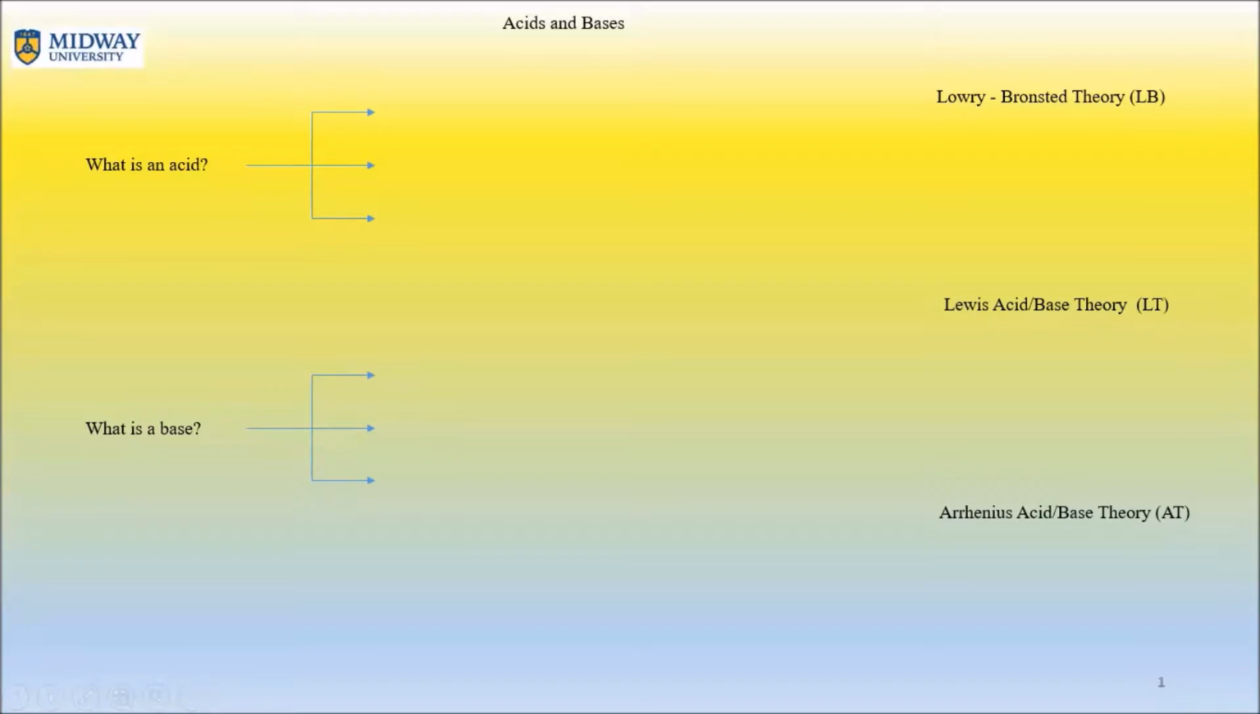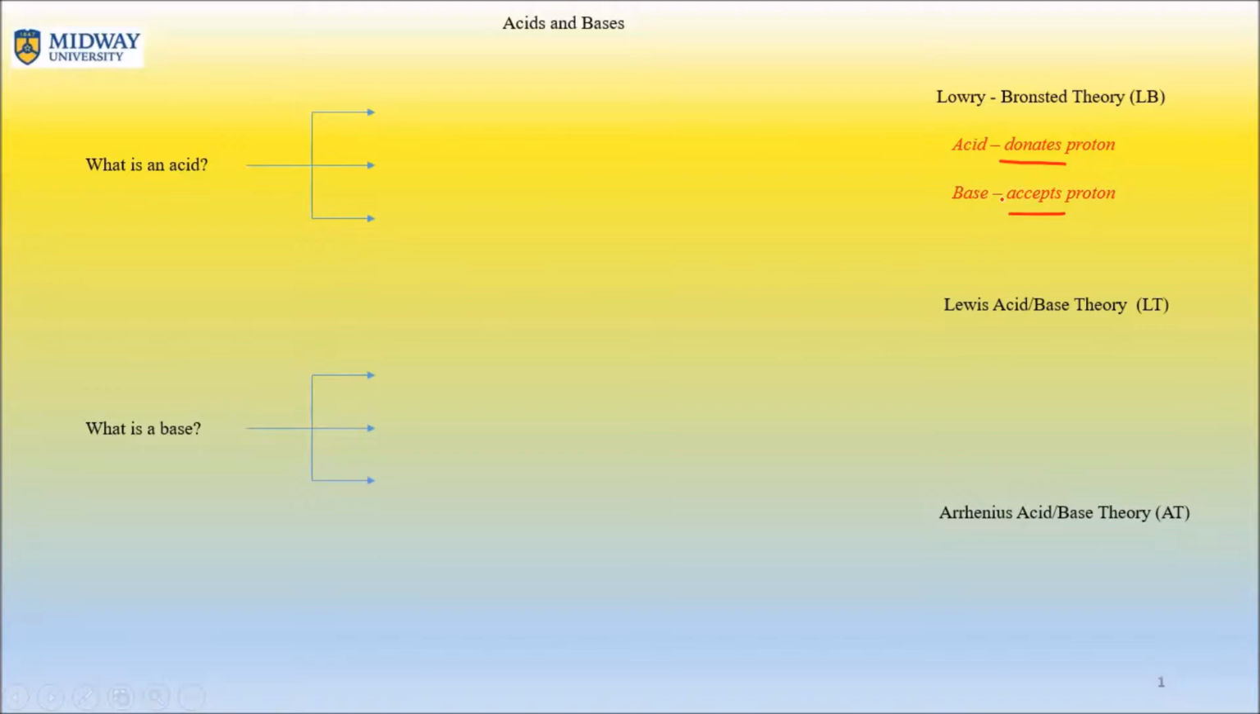So what does Lowry-Bronsted say? According to Lowry-Bronsted, an acid is any substance that donates a proton. Pay attention to the terms I use. I use the word donates, and accepts proton. We're going to see in a minute what this proton actually looks like. So according to Lowry-Bronsted theory, an acid is any substance that donates a proton, and a base is any substance that accepts a proton, right?